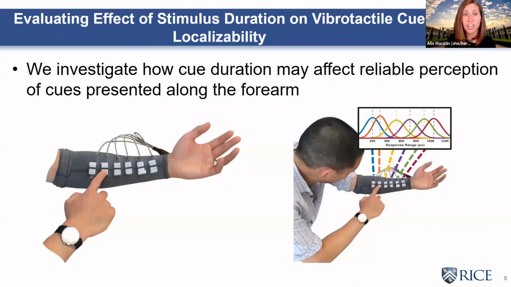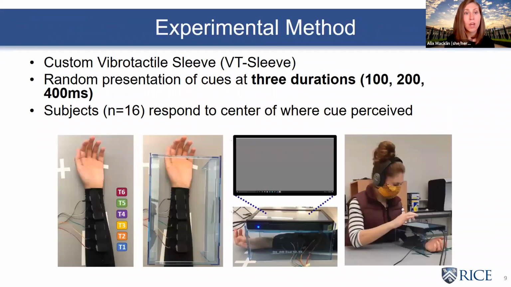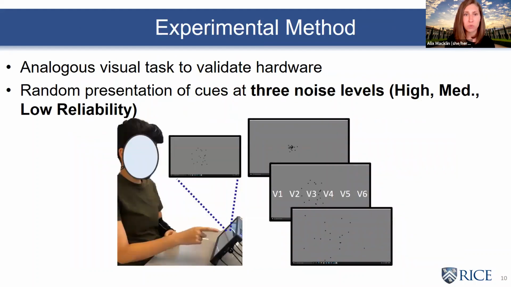The goals of this study were first to determine how well people can localize vibrational cues presented on the forearm, and second, determine if cue duration affects localization performance. We had 16 subjects perform a localization task with a custom vibrotactile sleeve, where we presented tactile cues at 3 duration conditions. We also ran a visual condition, which was just used to verify our methods, so the remainder of this video will focus on the tactile task.